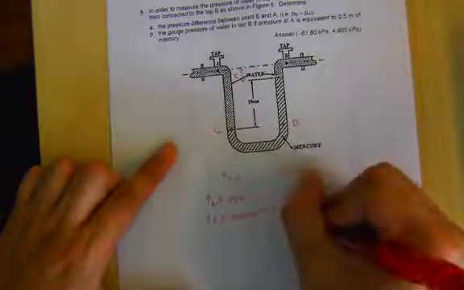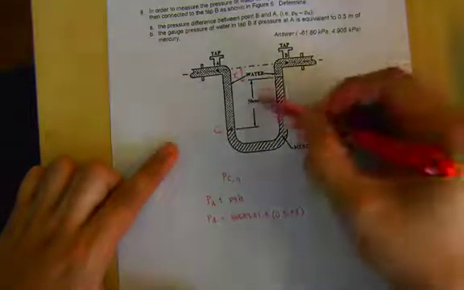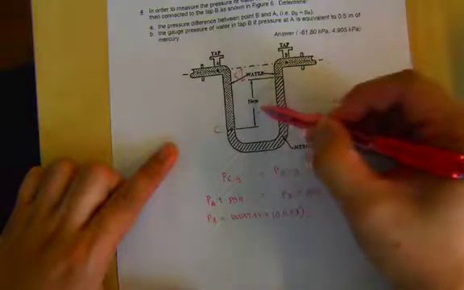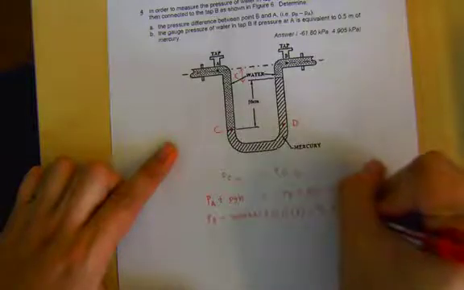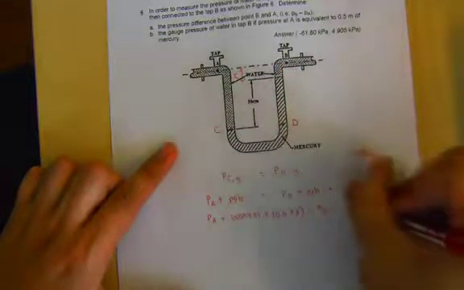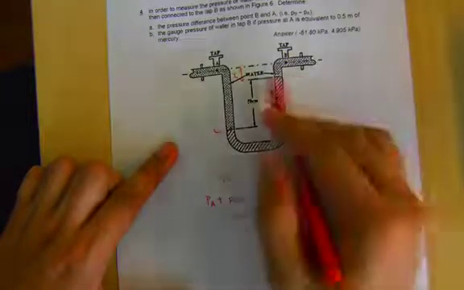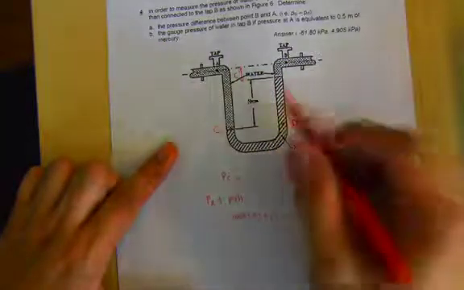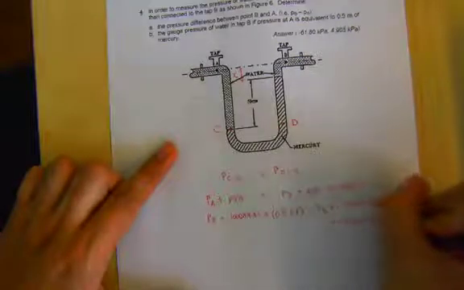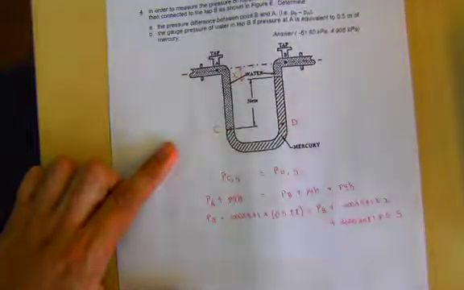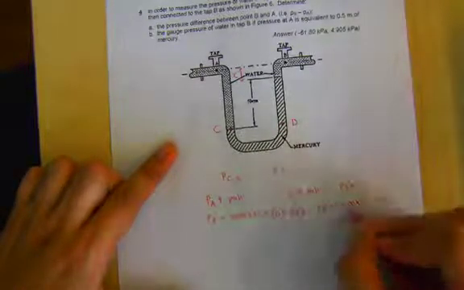So PA plus 1000 times 9.81 times the H, in this case 0.5 plus X. 0.5 is the 50 cm. Remember, you must change it to SI unit. Then X is the unknown. This is equal to PB plus this column of water, which is 1000 times 9.81 times X, X again because it's this column, plus 50 cm of mercury. So 13,600 times 9.81 times 0.5.